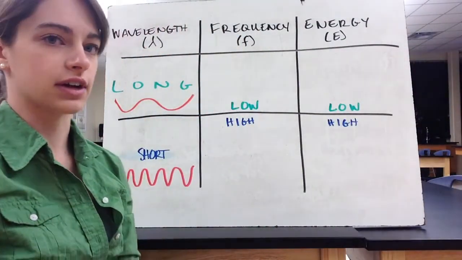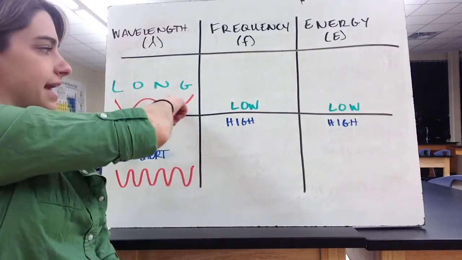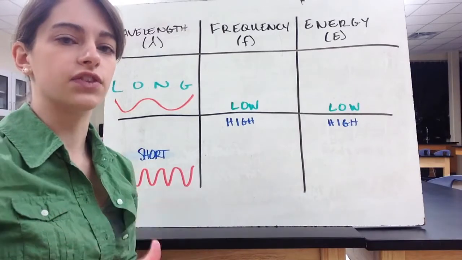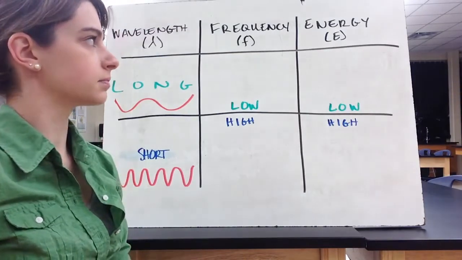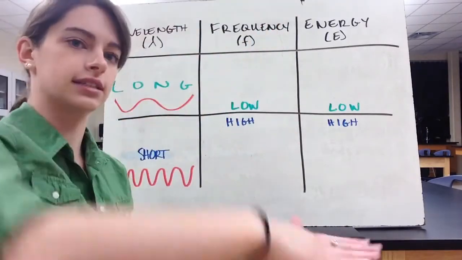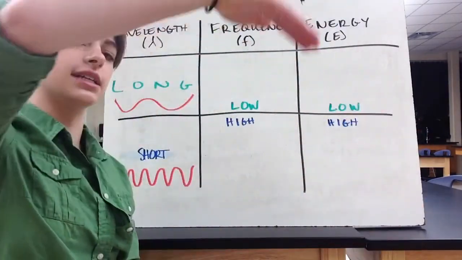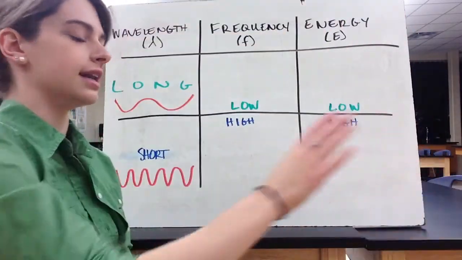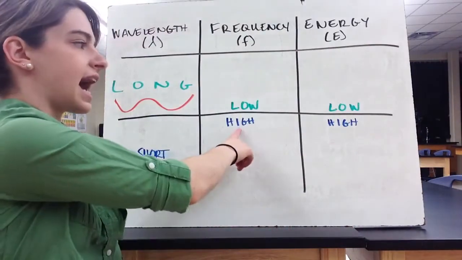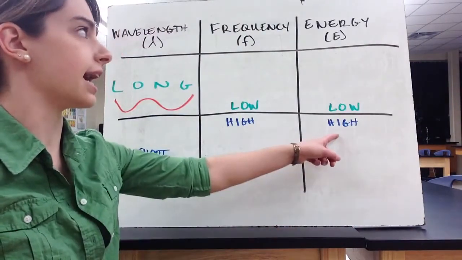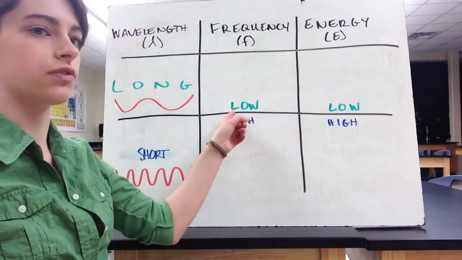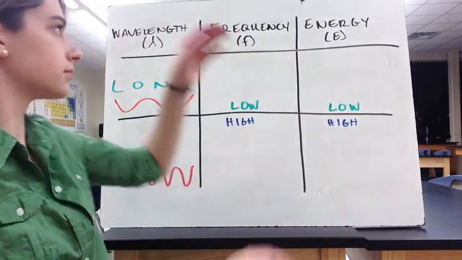If you have a wave with a very long wavelength, so lots of space, you have a low frequency. That means it's hitting a single point few times in a certain amount of time. That also means it has low energy. So you imagine a wave going like this. Very low frequency, not a whole lot of energy. Now, if we have a short wavelength, a wave that's moving really fast, it has a very high frequency and therefore a very high energy. So high frequency, high energy, low frequency, low energy.